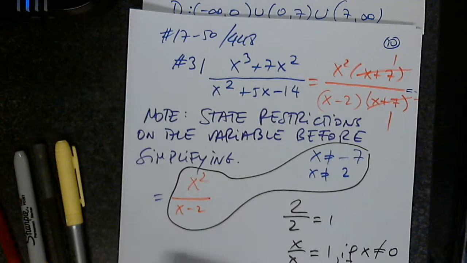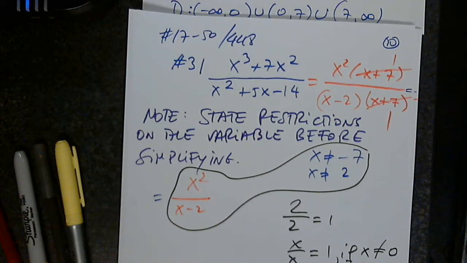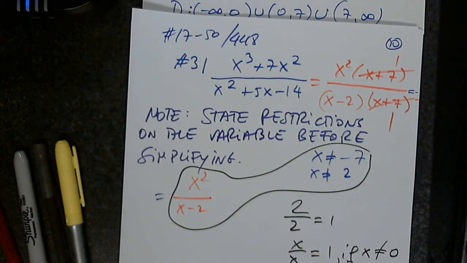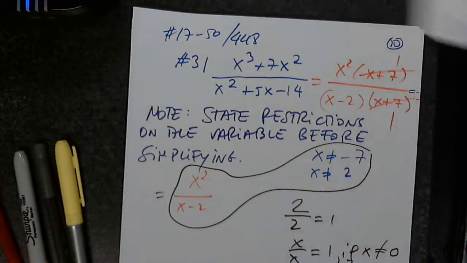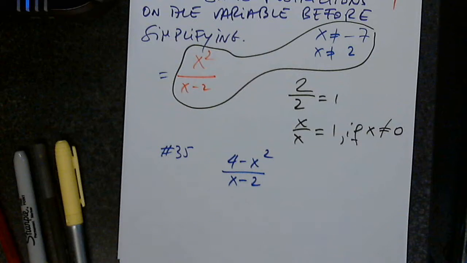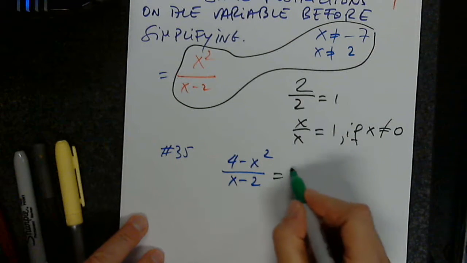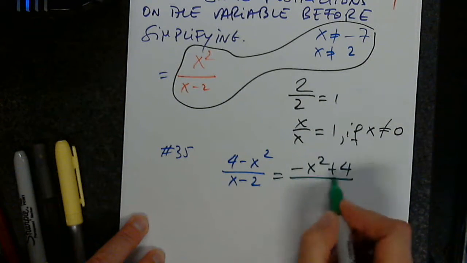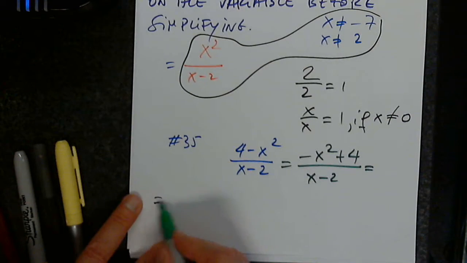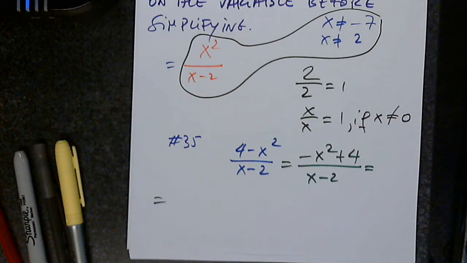35. 4 minus x squared over x minus 2. I claim that I like the denominator and I don't like the numerator. Can anyone explain why I say that? It's not in descending order. Very good, excellent, thank you. So now it is. I still don't like it. Because it's a negative. Right.